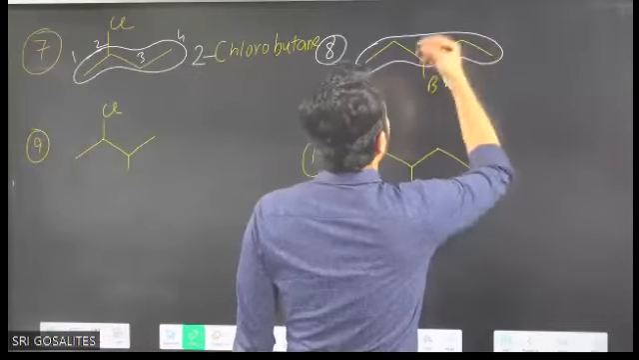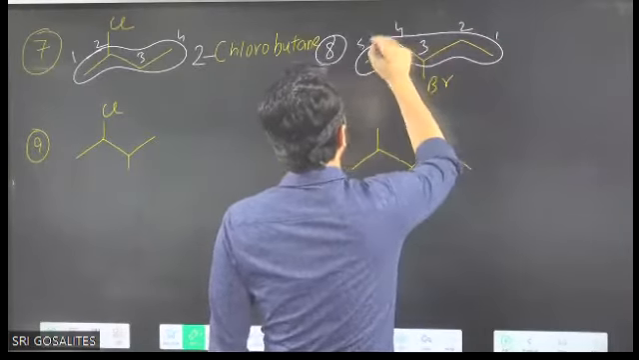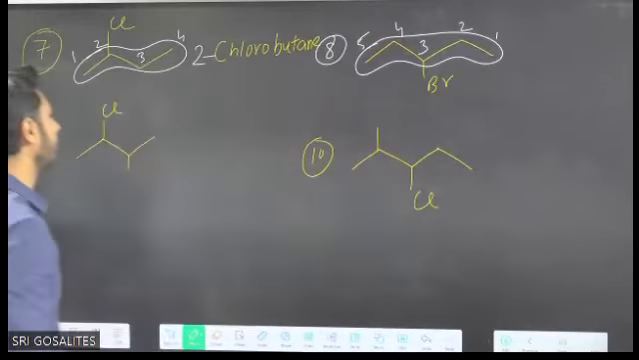Longest chain selected. Numbering you can do from any side. Why? Because it will be the same numbering for the substituent. Maybe right side, maybe left side.